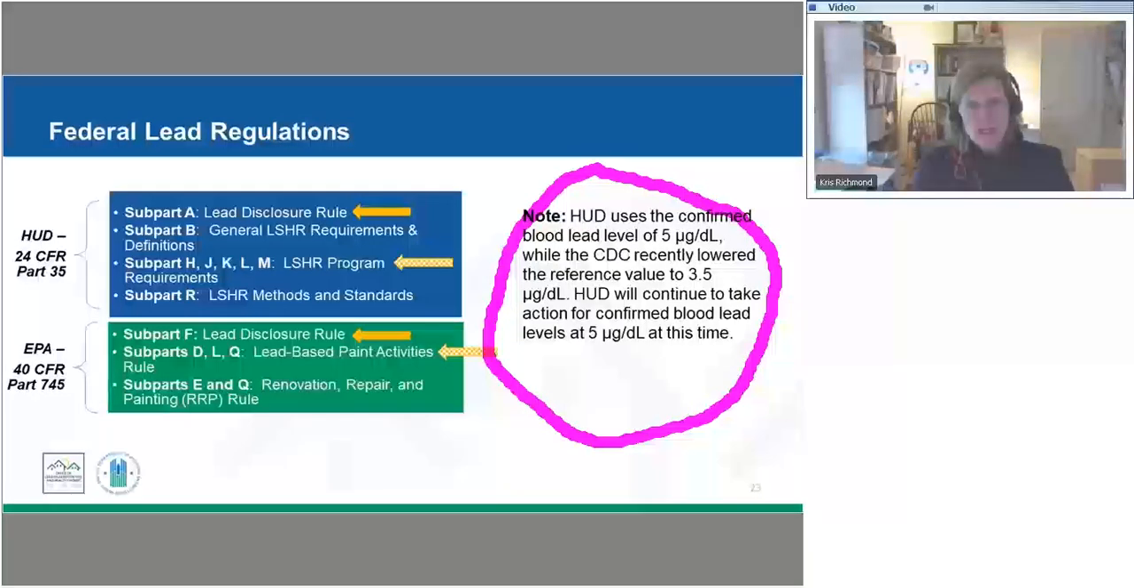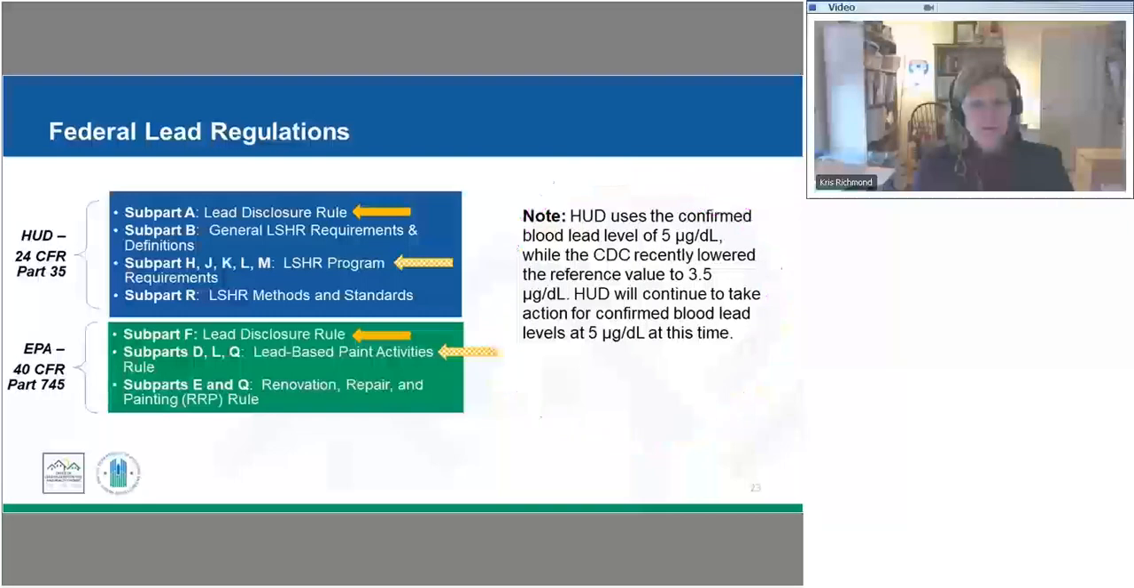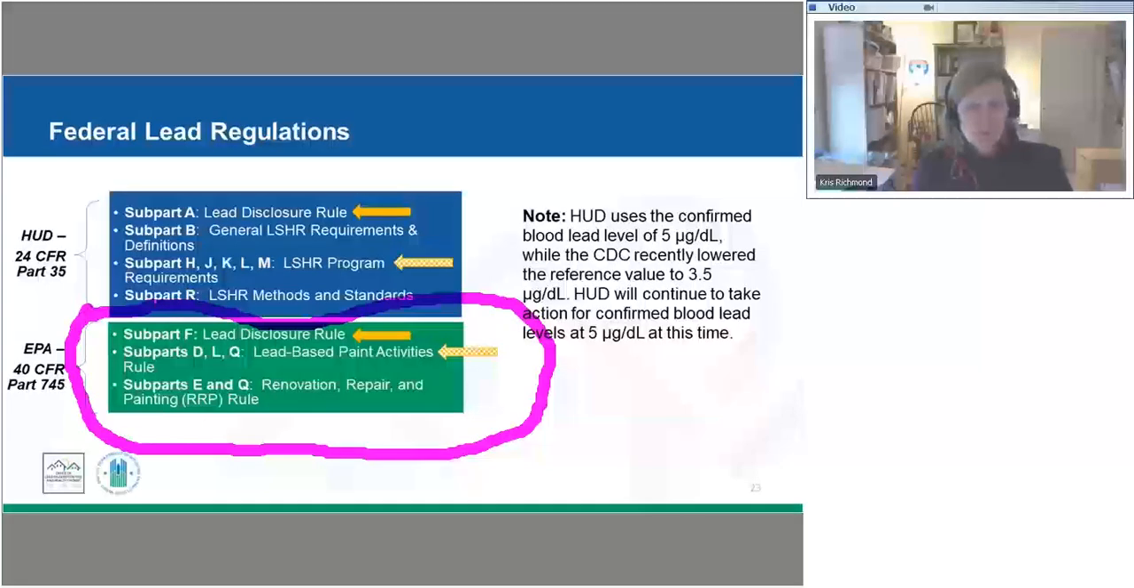And then we have EPA, and so we talked yesterday about how the lead rules overlap and work in tandem with the EPA requirements. And so remember, we had the disclosure rule. So the disclosure rule matches the EPA disclosure rule. And then we had the lead-based paint activities rule. And then we have the subparts E and Q, the RRP rule, the renovation, repair, and painting rule.